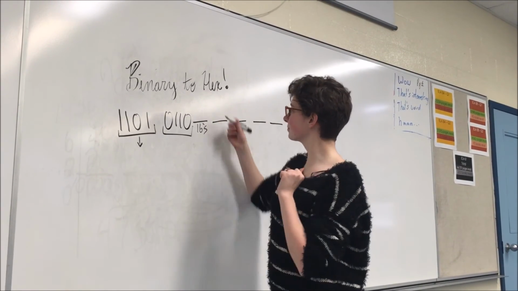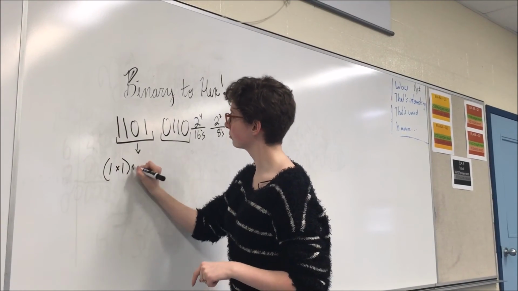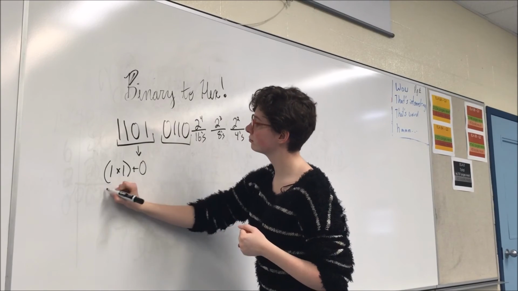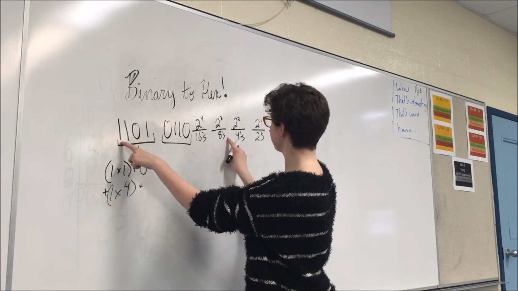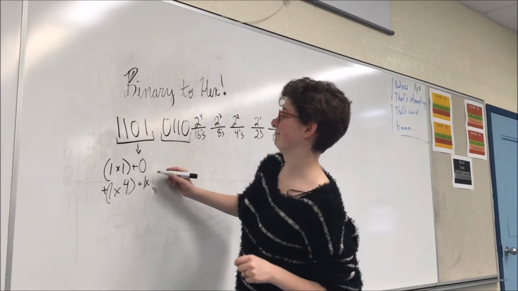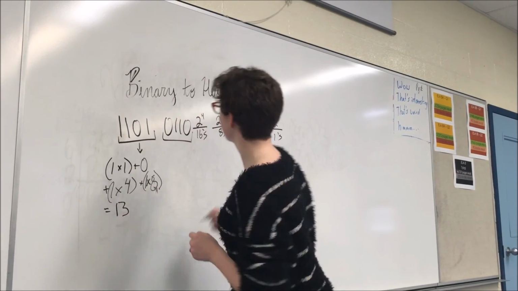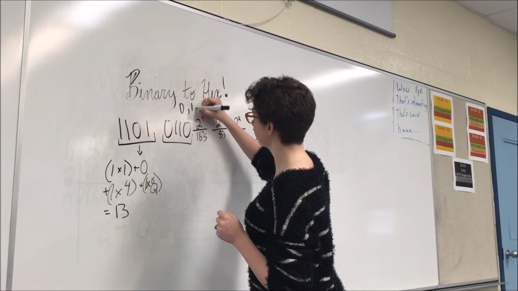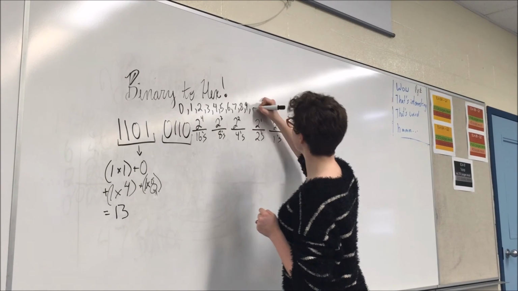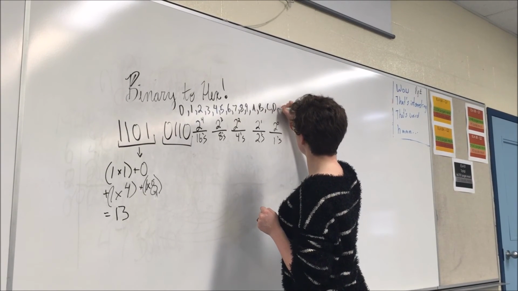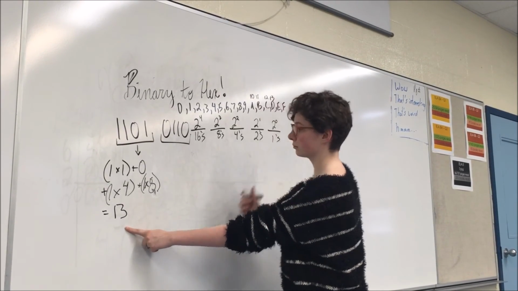So converting 1101, you're going to have 1 plus nothing plus 4 plus 8. So that's going to give you 13. So again, we're just writing out the 0 to 9 and then A, B, C, D, E, F for your hexadecimal values. So 13 in hexadecimal is the letter D.